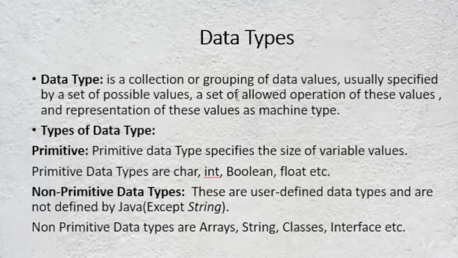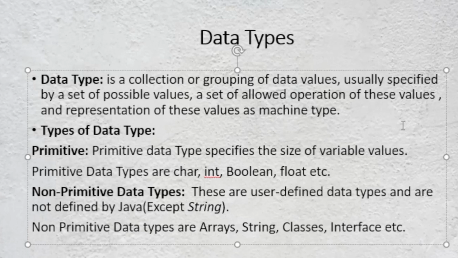Now let's talk about data types. A data type is basically a collection or a grouping of data values, usually specified by a set of possible values, a set of allowed operations on these values, and a representation of these values as machine types. So there are basically two types of data types. One is primitive and one is non-primitive.